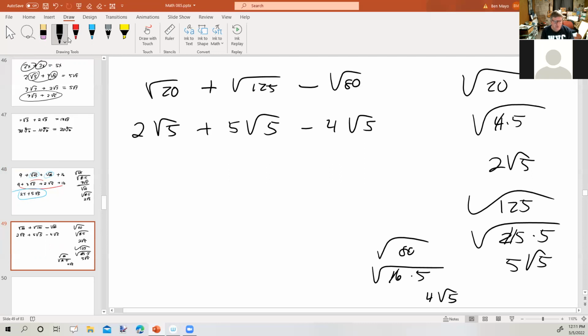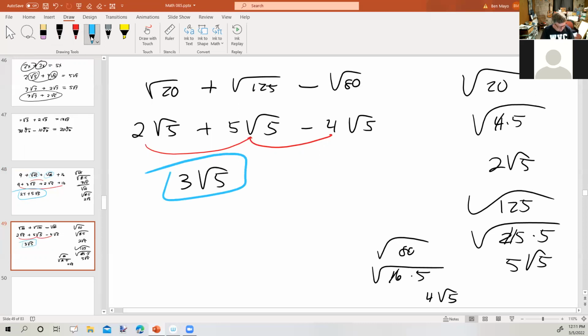So once I've simplified all these radicals, they are in fact all like radicals. 2 of something plus 5 of something is 7 of something. 7 of something minus 4 of something is 3 of something, the something being the square root of 5. All right, with that.